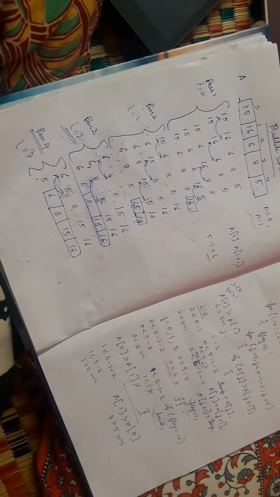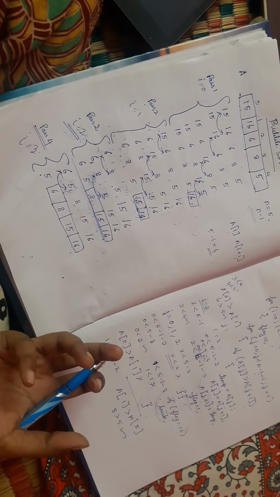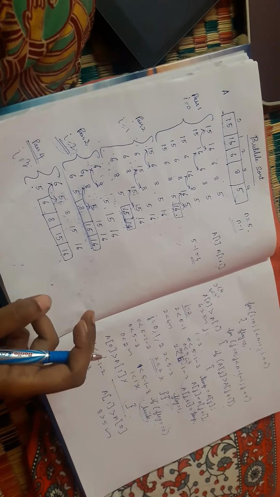So at last you can write it as print, the elements are already in a sorted order, like that you can write. So this is the working procedure of our bubble sort algorithm.